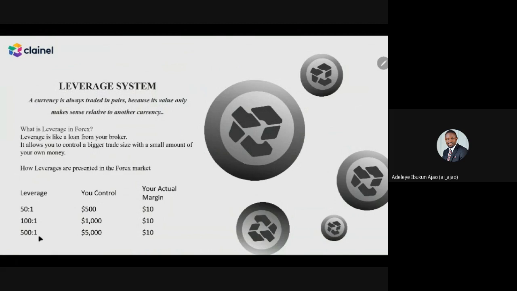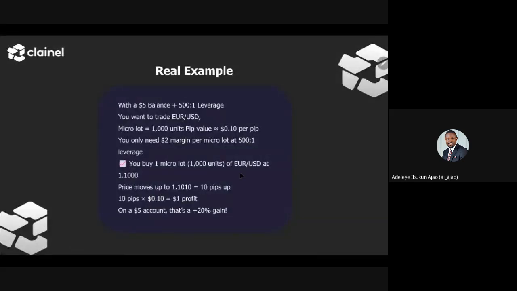So for every $1 margin required, you get to open a $500 trade. So now let's look at a real example. With a $5 balance plus a 500:1 leverage system, you want to trade Euro USD with a micro lot. And remember, a micro lot, which is your 0.01 presented in your trading platform, is equivalent to 1,000 units or $1,000. A pip value is equivalent to 10 cents.